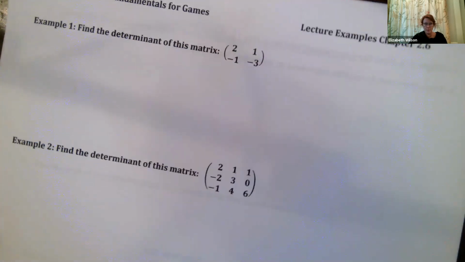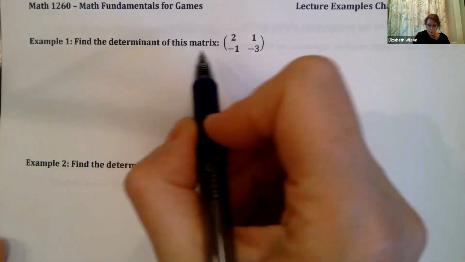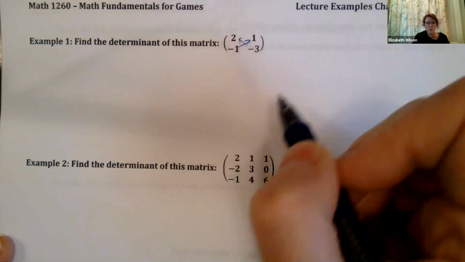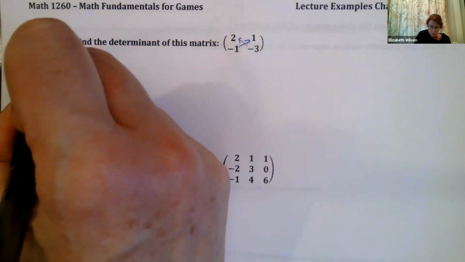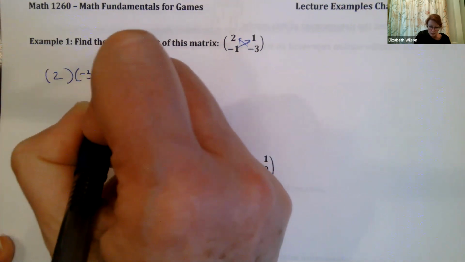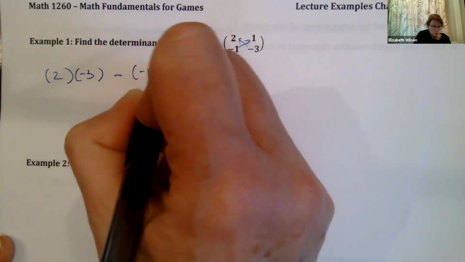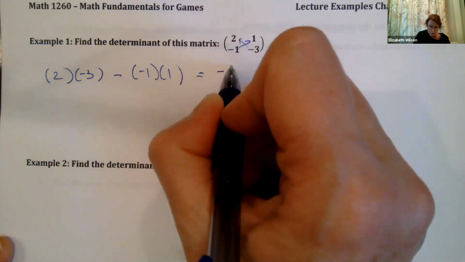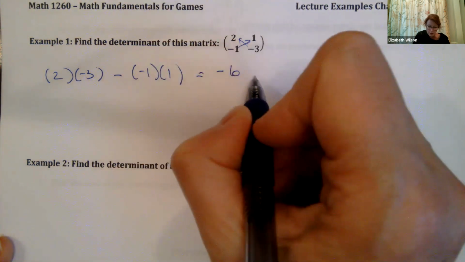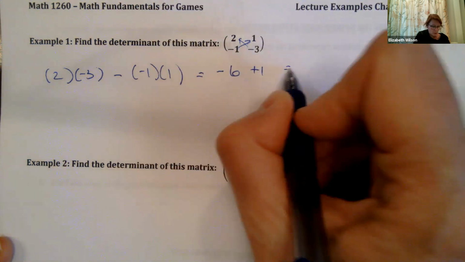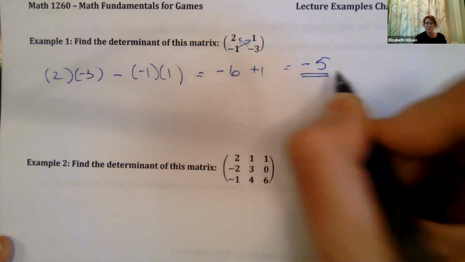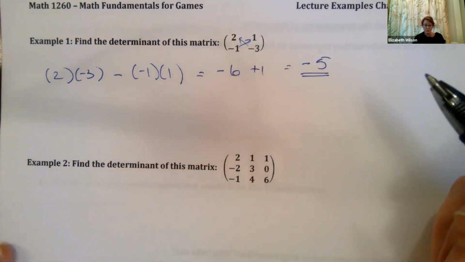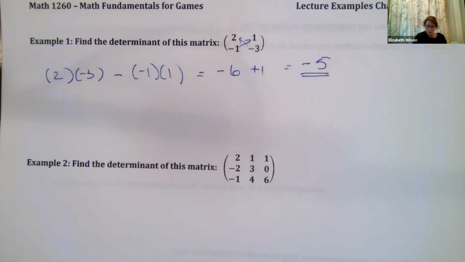Example 1, I'm on my lecture examples page. Find the determinant of this matrix. Just like we did with our cross product, I'm going to multiply across on the diagonal. So it's going to be 2 times minus 3 minus 1 times 1. 2 times minus 3 is minus 6. Minus 1 times 1, which is minus 1, gives minus 7. Wait, minus a minus becomes positive 1, which is minus 5. If this were a transformation, it's going to flip the handedness.